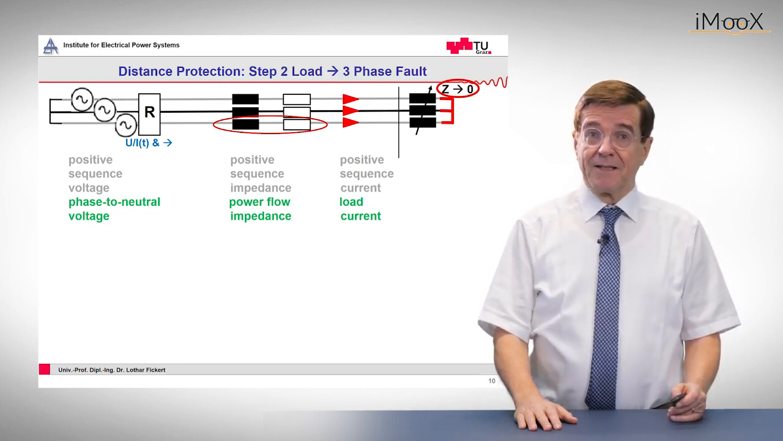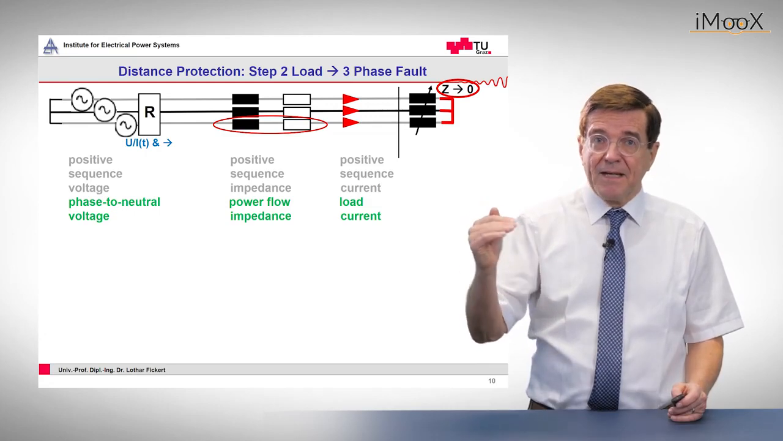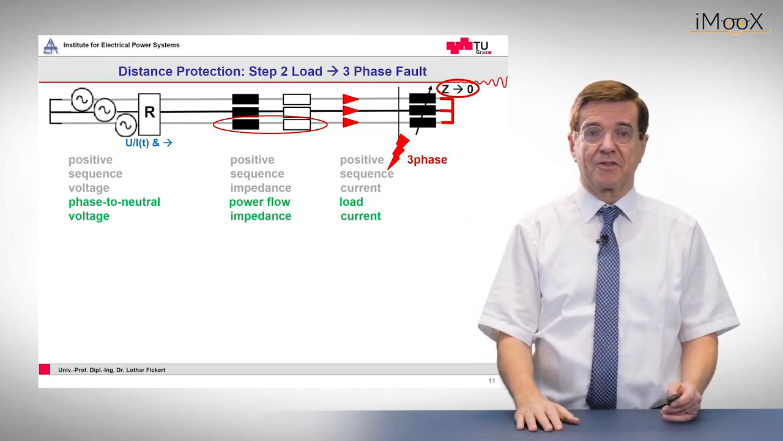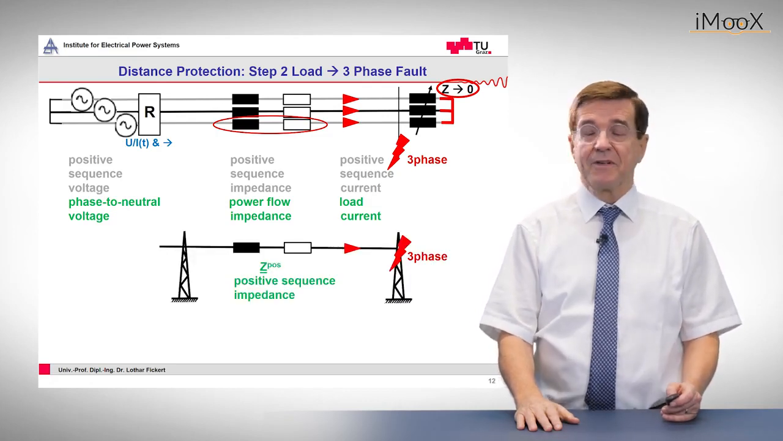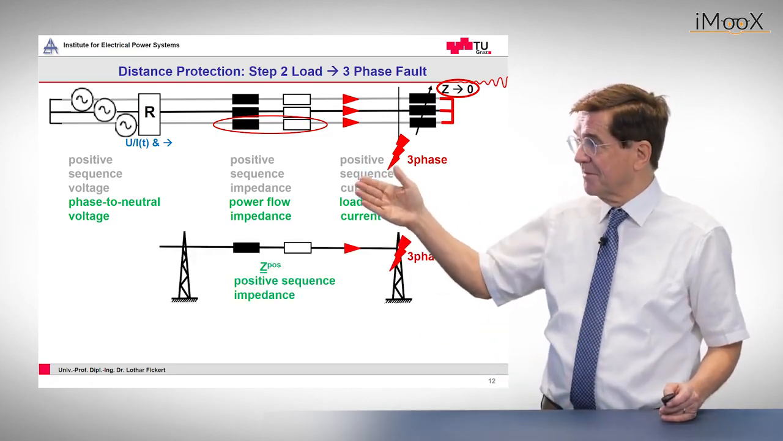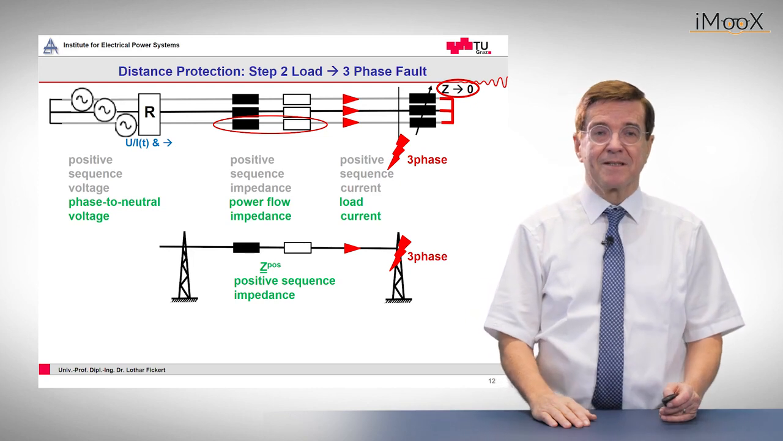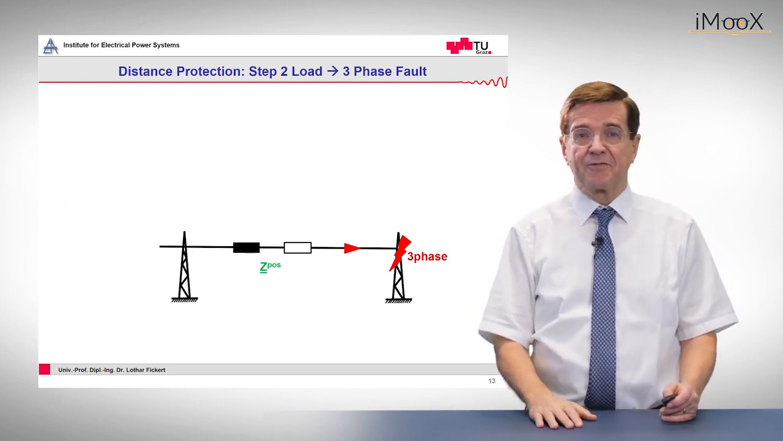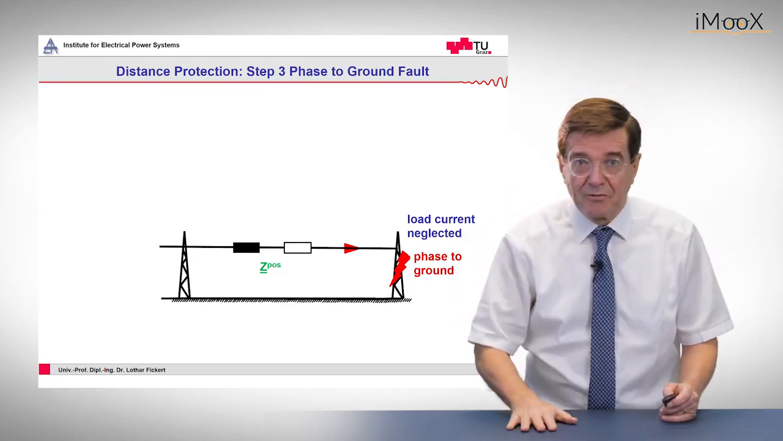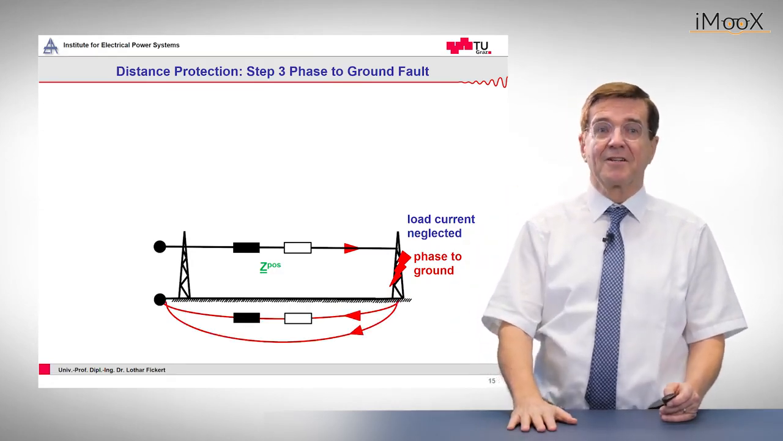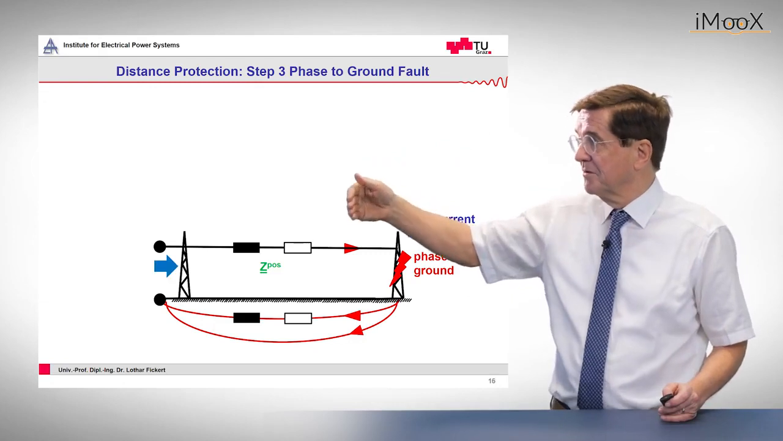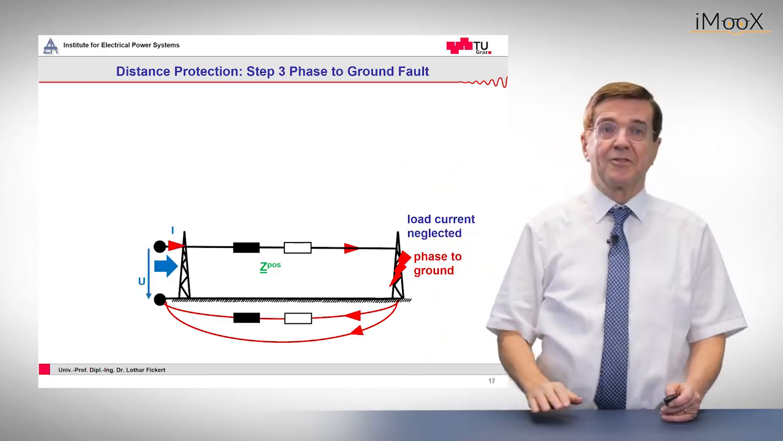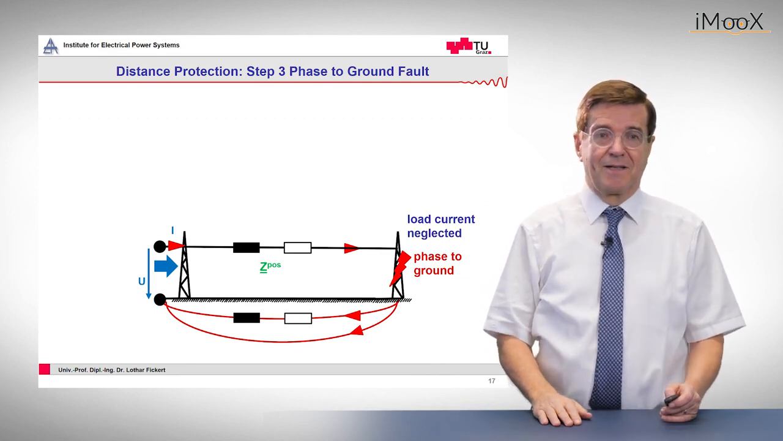So now we reduce the impedance value of the load to 0, and then we have a three-phase short circuit. And again, the three-phase short circuit is represented by the positive sequence impedance. So this is familiar to everybody, but now we change the three-phase fault into a single-phase to ground fault. So the current comes from the left through the line, goes down to ground, and returns through the ground path.